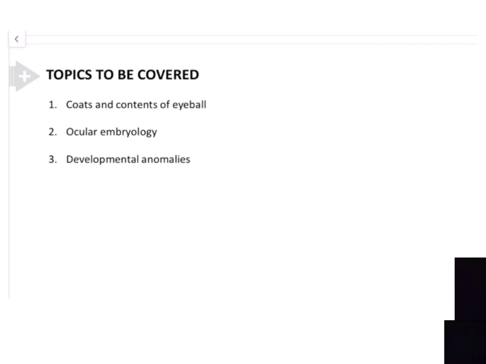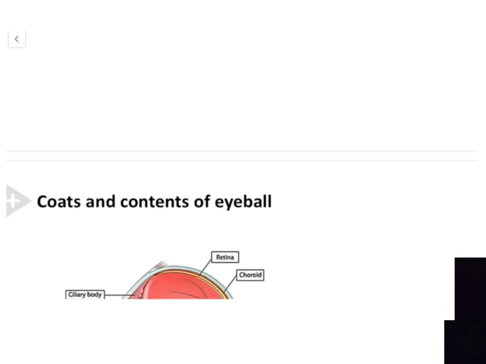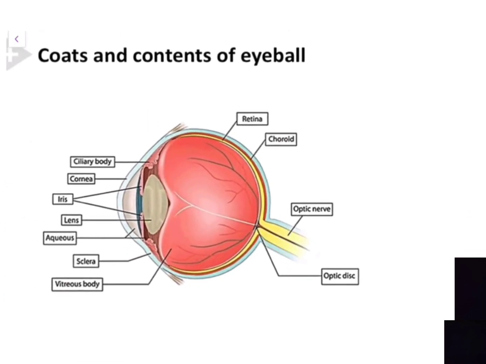Then in this, I will be covering the ocular embryology, which is the development of the eyeball, and I will be talking about the developmental anomalies also. So let us start with the first one, that is the coats and the contents of the eyeball, which is the basic anatomy. So when we talk about the coats and contents of the eyeball, what do we mean?